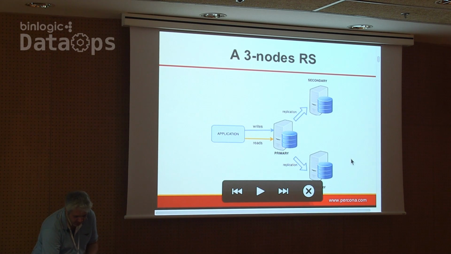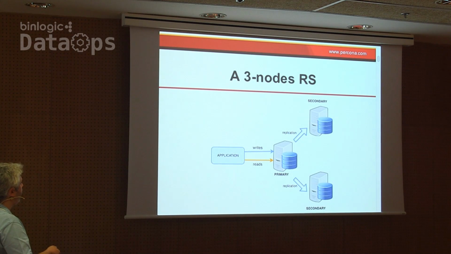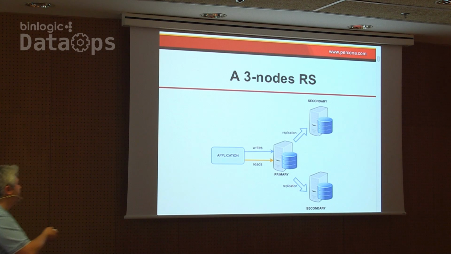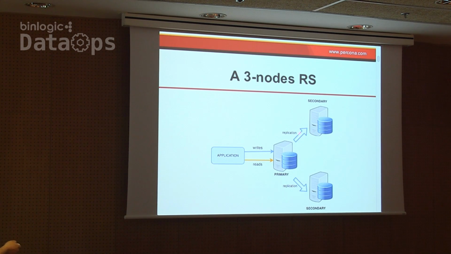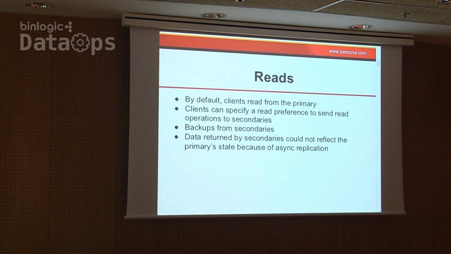So let's do it this way. This is the basic architecture for a replica set in MongoDB. We have our application that sends writes and reads to a node that is the primary node. Then we have other nodes, secondary nodes, that replicate the data set using asynchronous replication. So what about the reads?